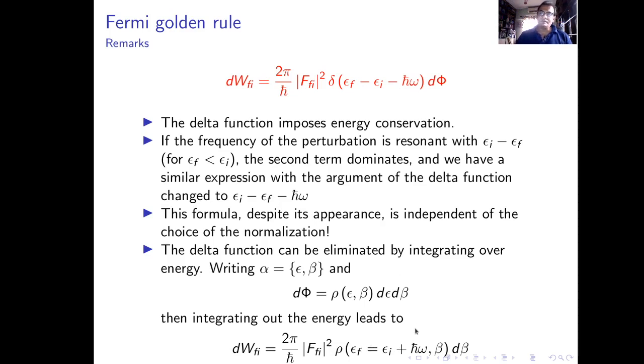So this is the other form of the Fermi Golden Rule, where we have already integrated out over the energy, and this form is actually quite useful. How useful we will see in the next few lectures.